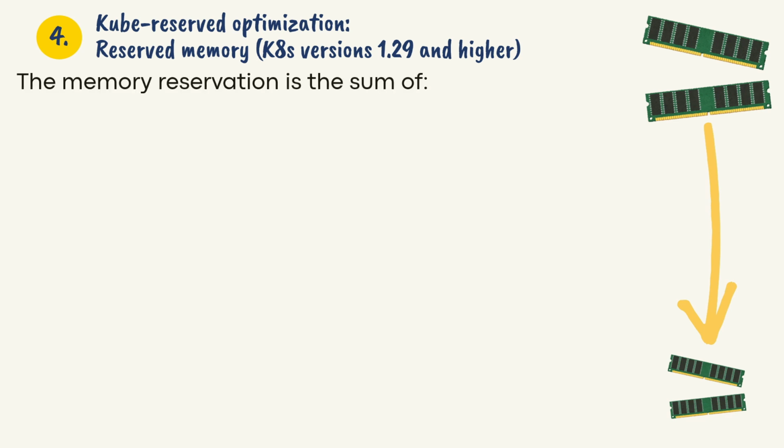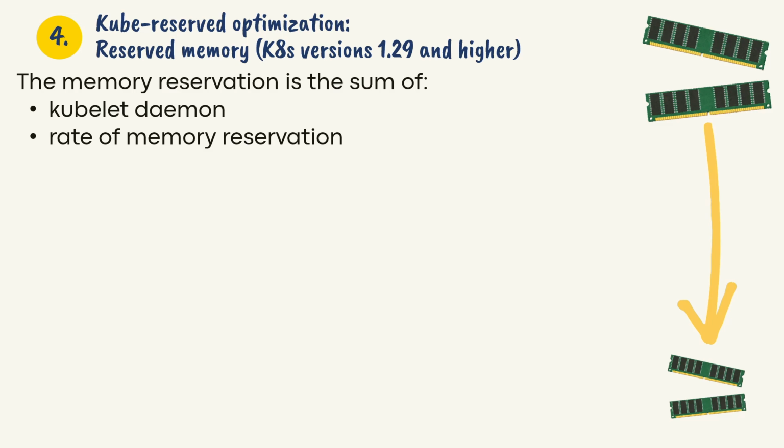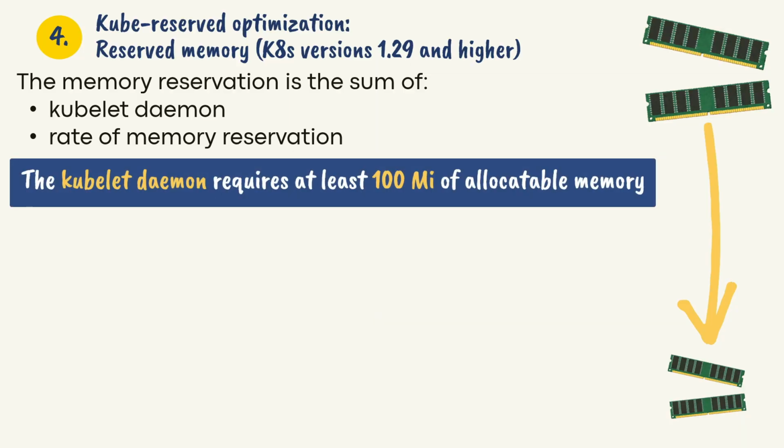The total reserved memory is the sum of the kubelet daemon eviction threshold plus a rate of memory reservation. For Kubernetes version 1.29 and higher, the kubelet daemon requires at least 100 MB allocatable at all times, compared with 1.28 and lower, when it needed at least 700 MB.